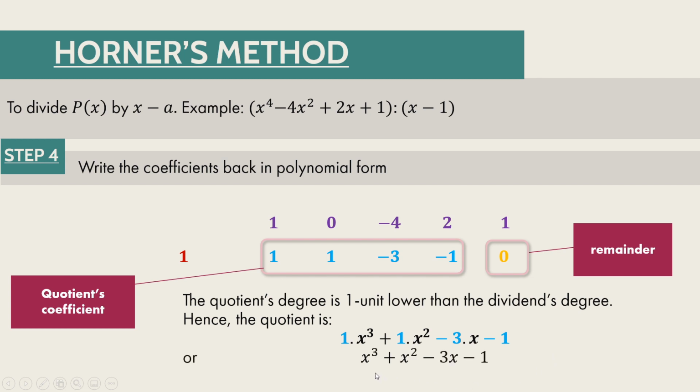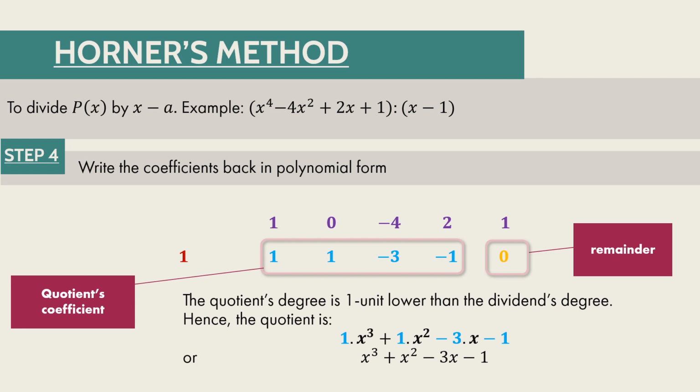And we simplify it into x to the power of 3 plus x to the power of 2 minus 3x minus 1. And you can check whether we have the correct quotient by performing the ordinary division of this divided by this. I guarantee that you have the same answer. Have you got the idea of how this method works? It is a very powerful tool, I believe.